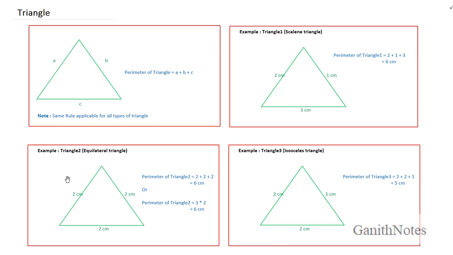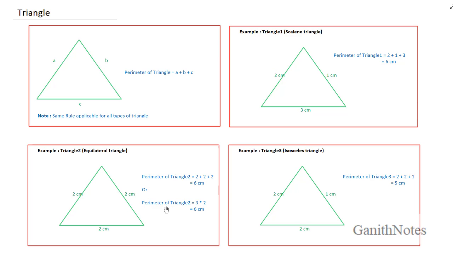Moving on to the next example, triangle 2, which is an equilateral triangle. From the name itself, we know that the sides of this triangle are all the same in length. So if one side of an equilateral triangle is 2 cm as shown in the figure, then the other two sides will also be 2 cm. How do we find the perimeter of triangle 2? You have to add up all three side lengths. So it is 2 plus 2 plus 2, which is equal to 6 cm.